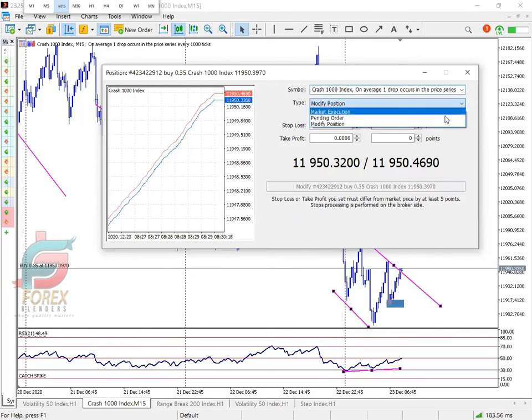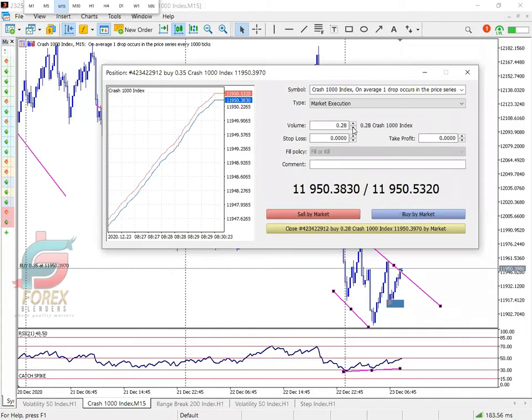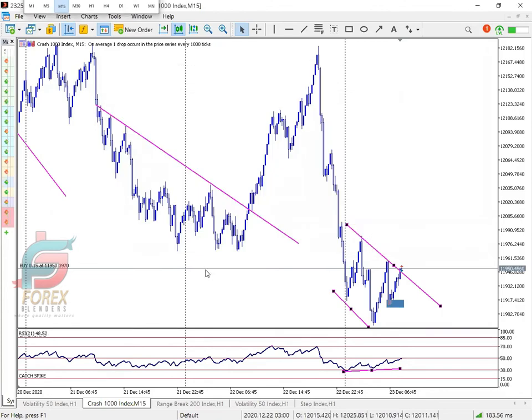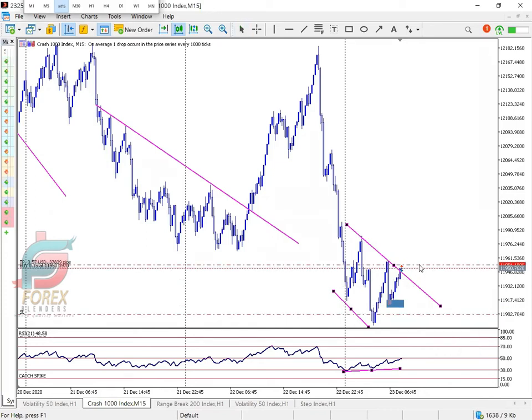So I go to modify. Once I go to modify, I need market execution. Then I'll close 0.2. So let me close 0.2. Then I remain with 0.15. So I drag my stop loss and see how much I'm losing on this trade. To be on a safer side, I won't put it exactly at this support. I'll just move a little bit down. That is $7. So I'm risking $7 on that. The account is around 150.